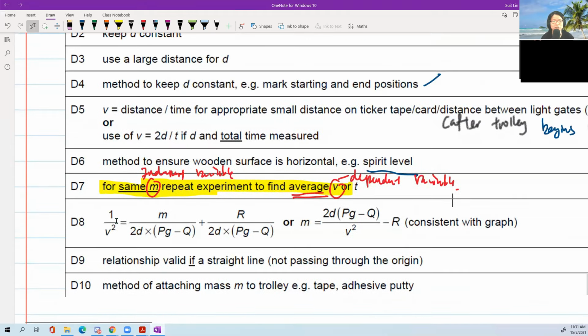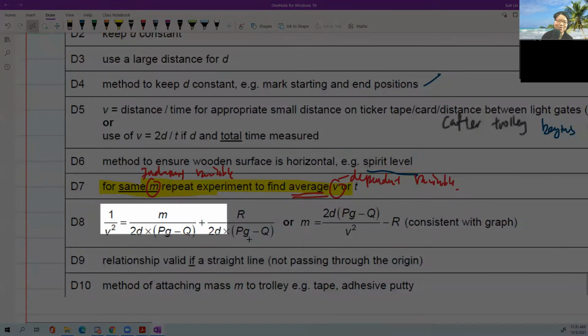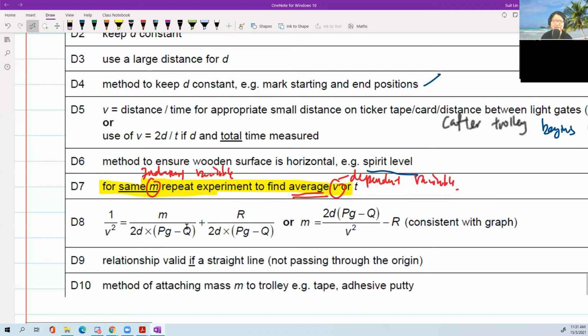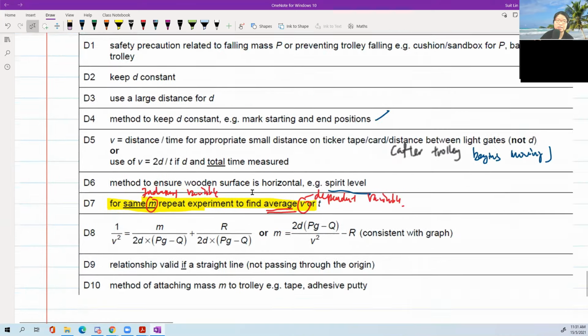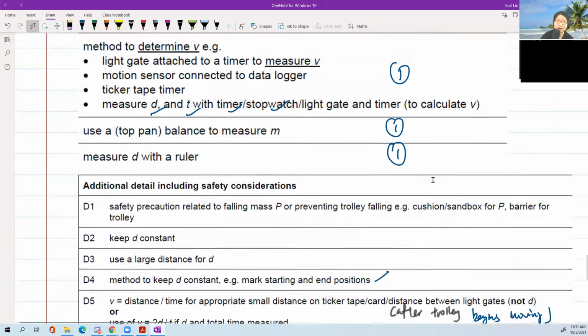This one is the equation. I got this equation, remember? I'll crop that later and we go and compare. If you show this, you get 1 mark. The relationship is valid if it's a straight line not passing through the origin, or with a y-intercept. Method of attaching mass M to the trolley, for example, use tape or adhesive putty. Stick the mass on it. Out of these 10 marks, you only need 6 to score full marks.